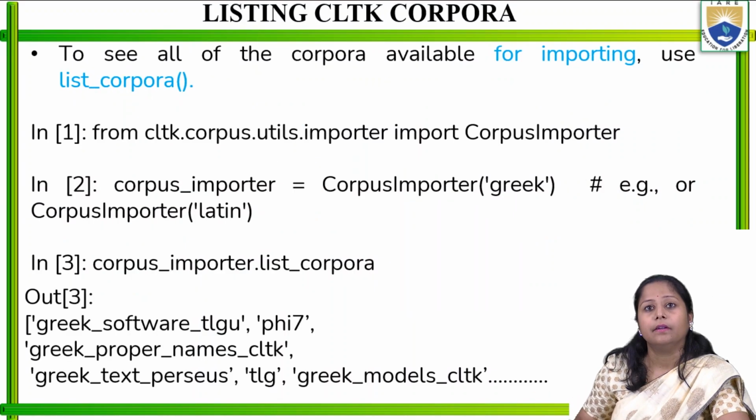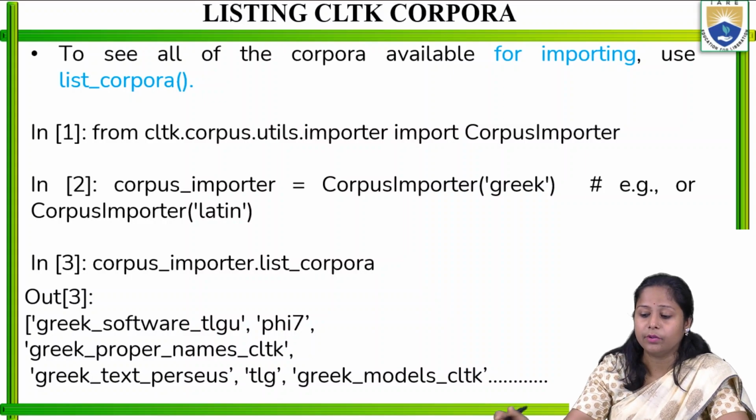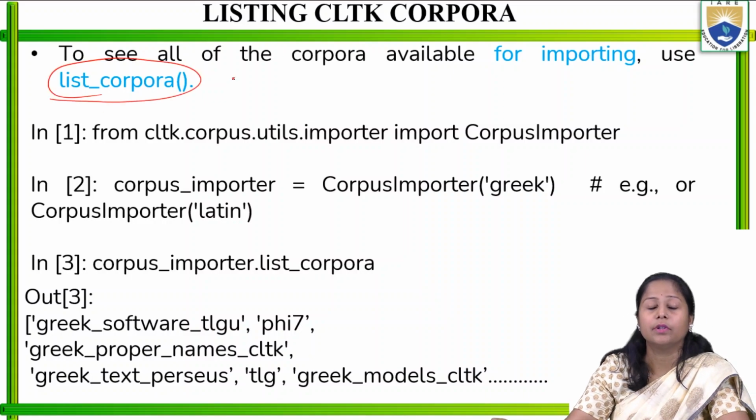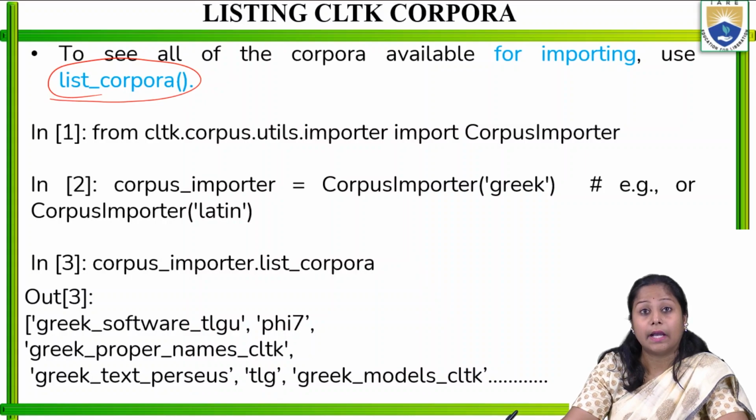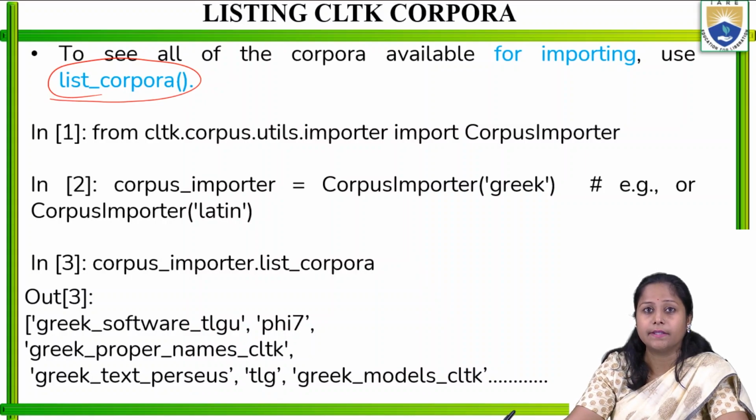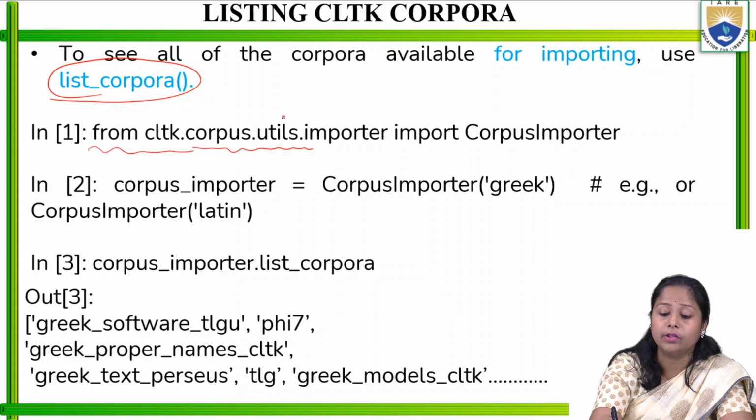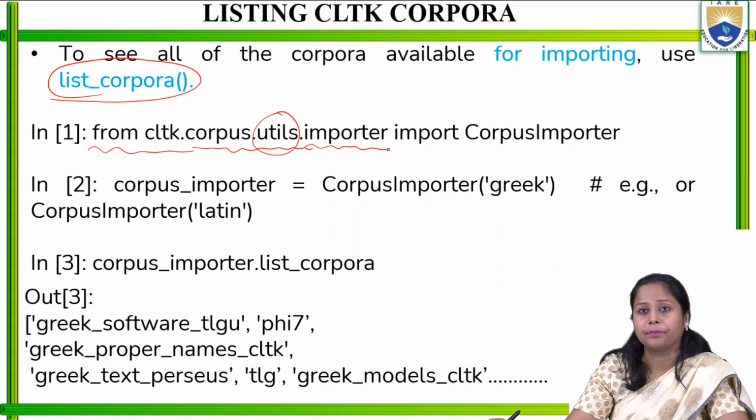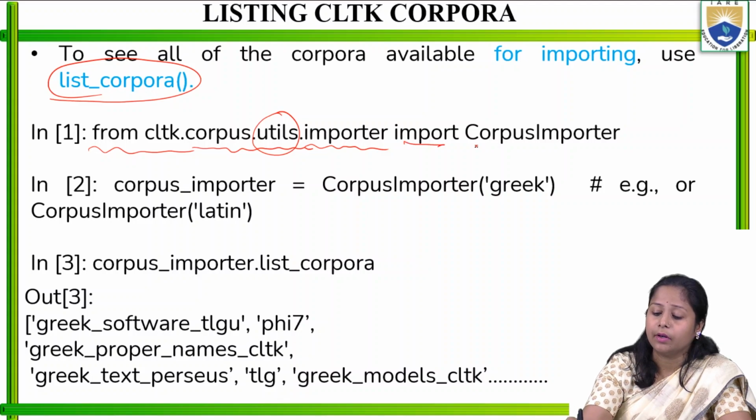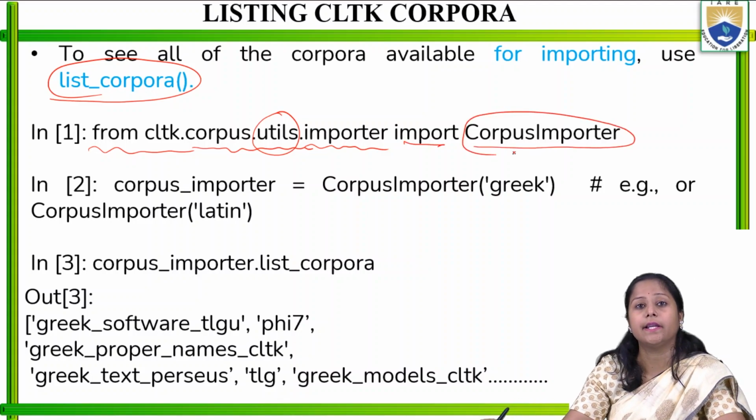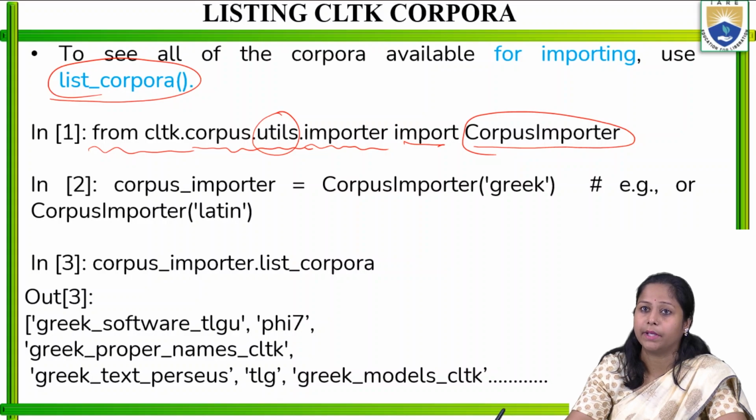In the next part, we are going to list the different corpora we have used in the CLTK library. To see all the corpora available for importing, we need to use the function list_corpora. So in the command prompt we will write from cltk.corpus.utils, that is the utilities library, importer, and then import CorpusImporter class. That is actually going to import all the corpora in one place.